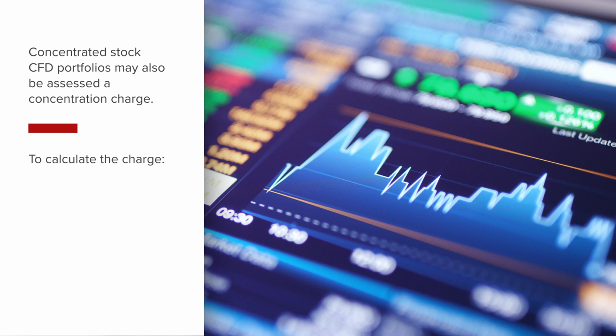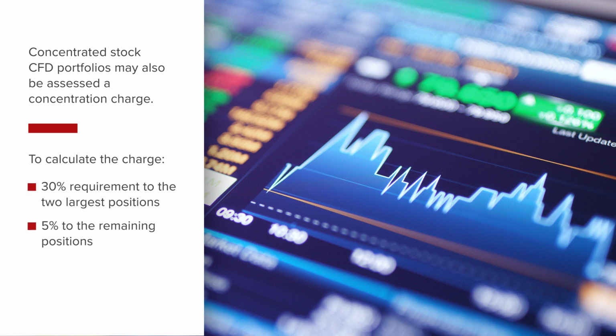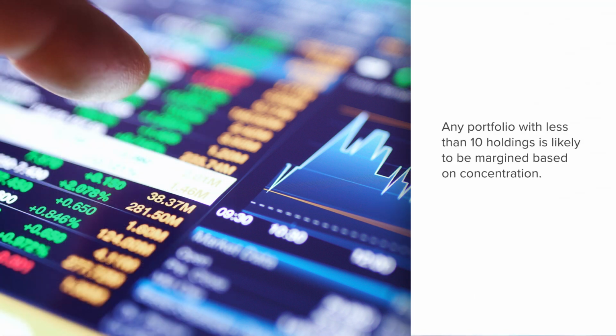To calculate the charge, we apply a 30% requirement to the 2 largest positions and 5% to the remaining positions. If the sum is greater than the sum of the standard margins calculated as above, the concentration charge is applied as the margin requirement for the account. In practice, any portfolio with less than 10 holdings is likely to be margined based on concentration.